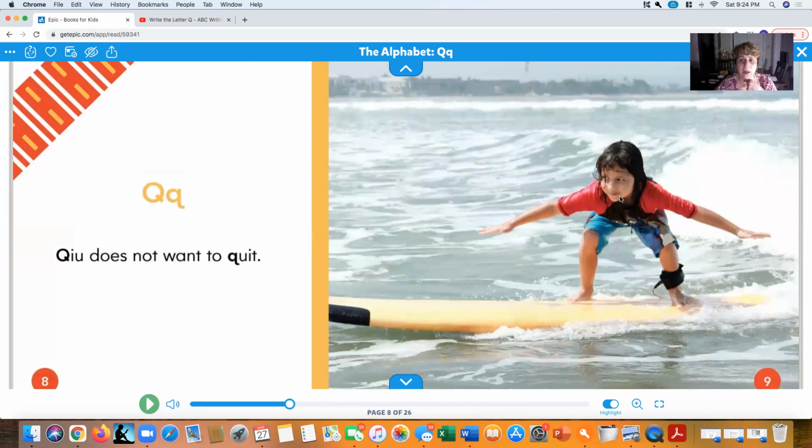Q for Kai. Kai does not want to quit. He has a Q in his name. The U doesn't come right after it. It comes after the letter I. Here, he wants to keep going and going, so we say he doesn't want to quit. Quit means you stop. You don't want to do it anymore. He loves to do it, so he's not quitting.